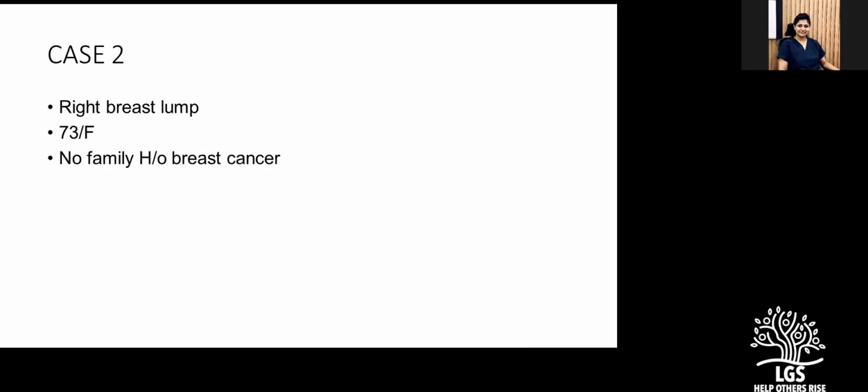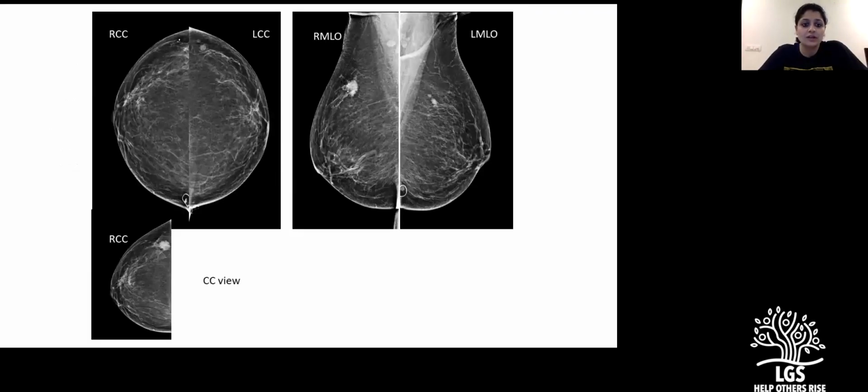Yeah, so case 2. This is a 73-year-old lady who has come with a right breast lump. And again, there's no family history of breast cancer. Here again, as Madam pointed out previously, you have 2 views that we take on a mammogram. You can see here the right craniocaudal, the left craniocaudal, the right MLO, and the left MLO. I think what's important here is that you see one lesion on the right side on the MLO view, and you see one more lesion on the left MLO view, which is quite obvious.